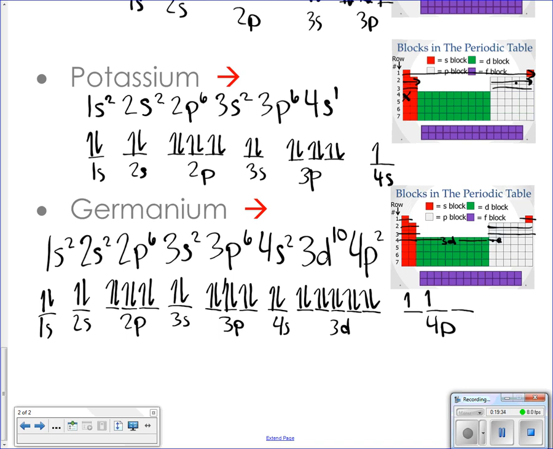And remember, because of Hund's rule, the electrons will fill up individual orbitals halfway before they start to pair up.